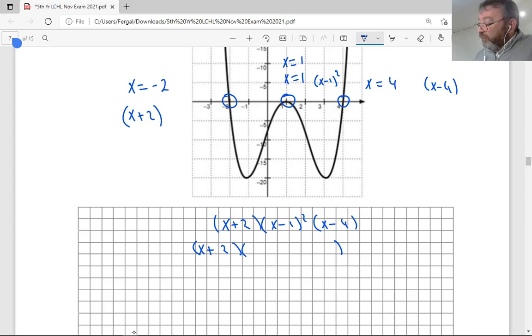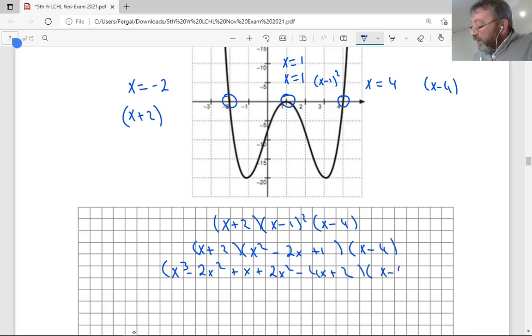We've got x minus 1 to be squared. That gives me x squared minus 2x plus 1, which is multiplied by x minus 4. And again, just take your time. Multiply all three terms here by x. You get x cubed minus 2x squared plus x. Then multiply all three terms by plus 2: 2x squared minus 4x plus 2. And all of that still has to be multiplied by x minus 4.